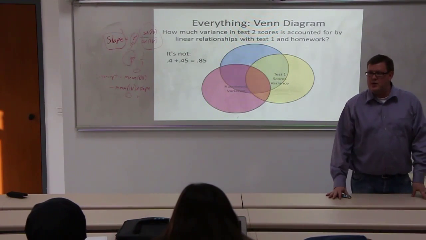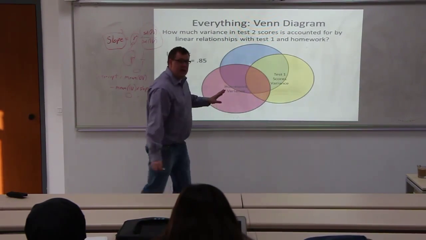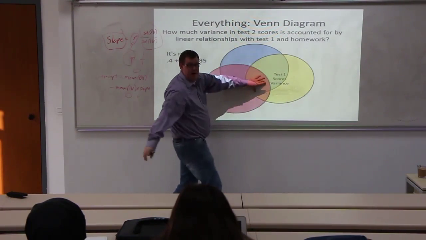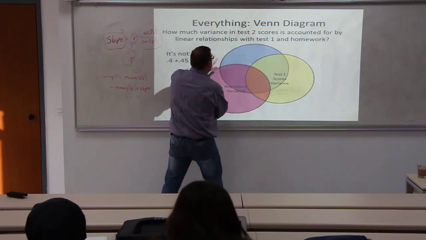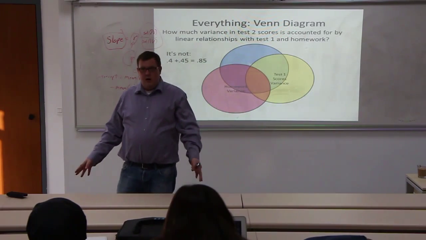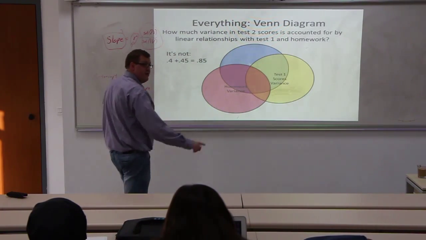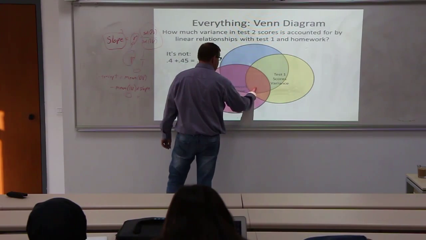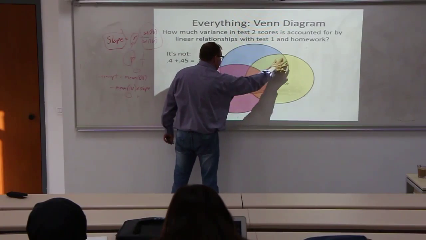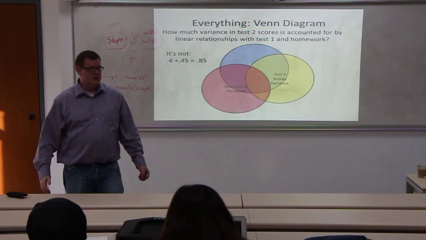There's overlap between the two. Now, if these were completely independent, if these two things weren't correlated at all with one another, there would be no overlap, and we could just add them up. Easy. But there is overlap. So we're going to need to get rid of this, because when we account for it here and account for it here, we've accounted for this twice.